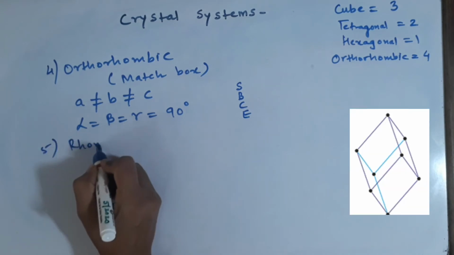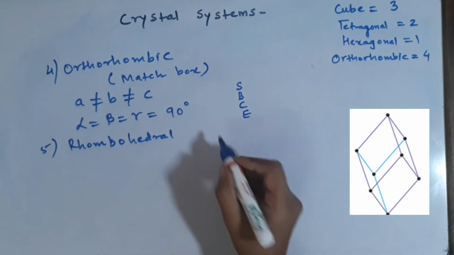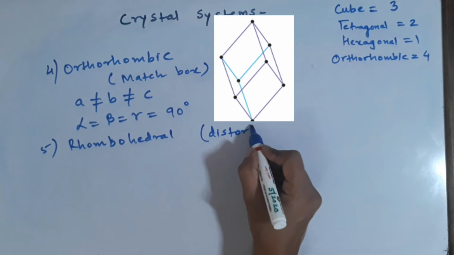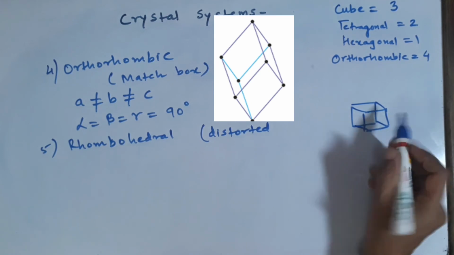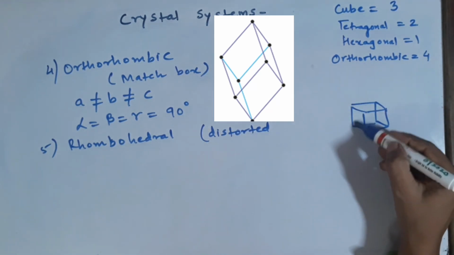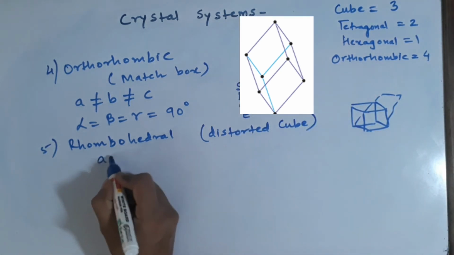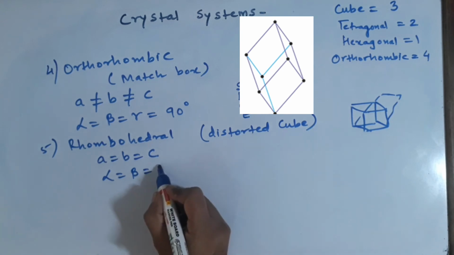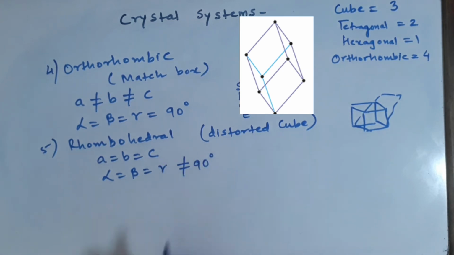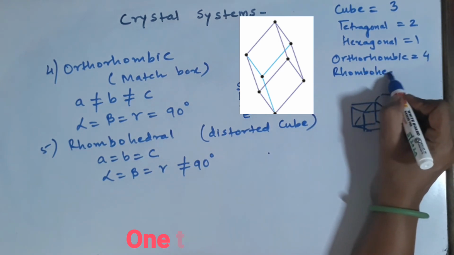The next type of crystal system is going to be rhombohedral crystal system. Now in rhombohedral crystal system, it is a distorted cube. Just imagine a cube which we are going to just push on one of the sides. When you push it, it gets slightly moved towards one of the sides, and the sides remain the same. A is equal to B is equal to C, but the angles get completely changed. So alpha, beta, gamma are not 90 degrees. There's only one type of unit cell in a rhombohedral crystal system, and that is simple rhombohedral unit cell.